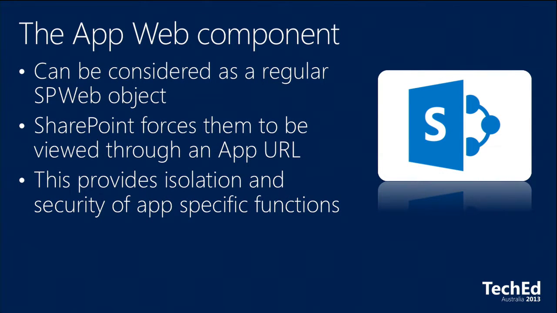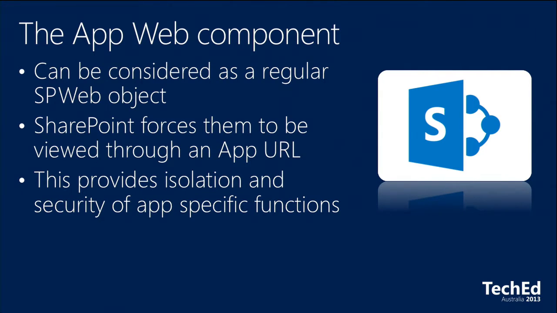So the app web component, for all intents and purposes, is just a subsite within your site collection. It can be referred to as a regular SP web object, and when you deploy your app, anything that you could do as a web scoped feature can deploy quite happily into there. So that means I can create lists, list templates, and deploy those out. I can use modules to push files in, all those sorts of things.